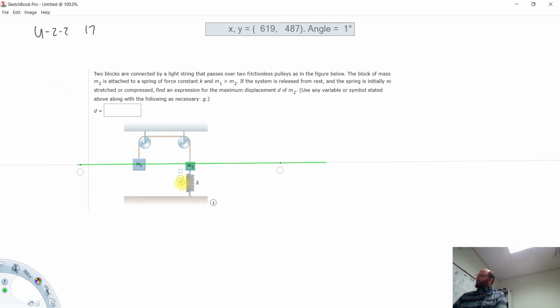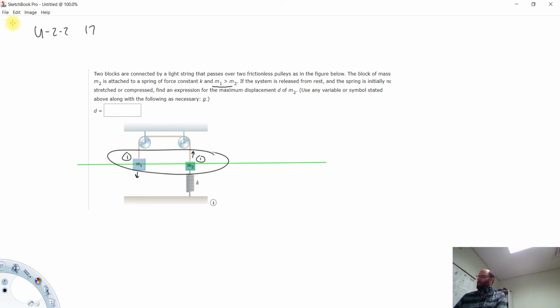And when this is released from rest, mass 1 is going to accelerate this way, and mass 2 this way. And the reason is because of this. It says mass 1 bigger than mass 2. So let's call this position 1, and you've got to get both of these together as position 1. And then mass 2 is going to accelerate maybe down to here. Let's put a 2 on this. Mass 2 will be up here somewhere. So this is position 2.